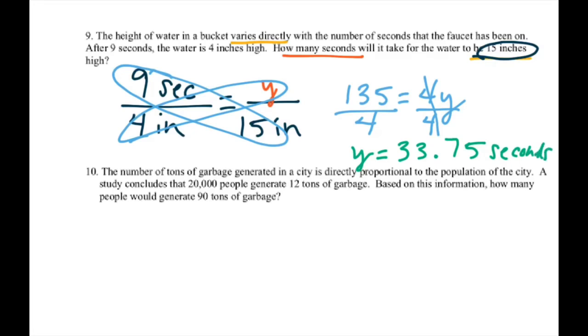So go ahead and try that same idea with number 10. When it says tons, you don't have to put any extra numbers. 20,000 people make 12 tons. How many people make 90 tons? Very easy. Try the same thing for number 10.